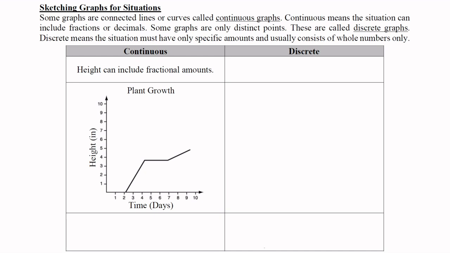before it was 5 inches, it had to be 4 inches. But it also had to be 4.5 inches. Also had to be 3 3/4 of an inch tall. It also had to be 1.5 inches tall on its way to being 5 inches tall, because it's going to pass those amounts on its way to where it ends up getting to. So this is a continuous graph. Examples of continuous graphs include time, temperature, and distance.